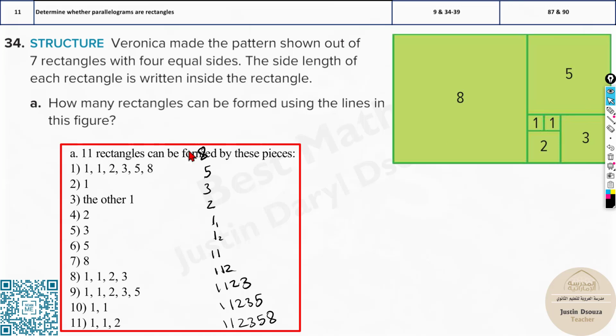Let's just check. Yes, 11 rectangles can be formed, because we have to form them based on these lines or the boundaries, right?